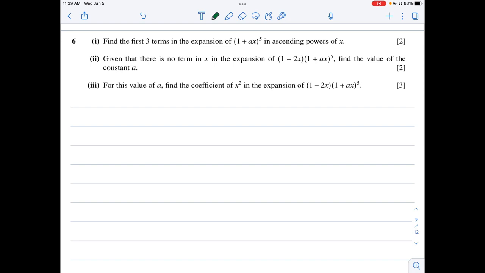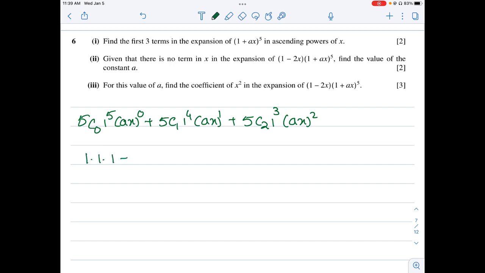Coming to question number 3. Find the first three terms of the expansion (1 + ax)^5. So it becomes 5C0 1^5 (ax)^0, 5C1 1^4 (ax)^1, 5C2 1^3 (ax)^2. So 1, 5C1 is 5, so 5ax, 5C2 is 10, so 10a²x². So my answer will be 1 + 5ax + 10a²x².